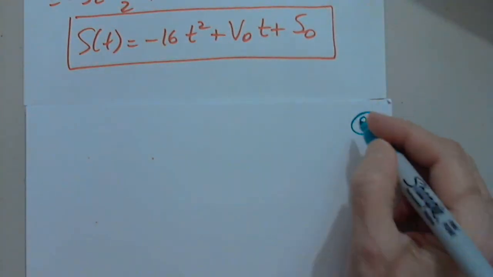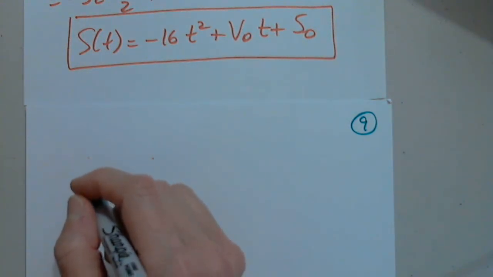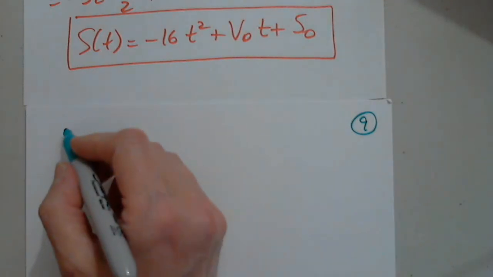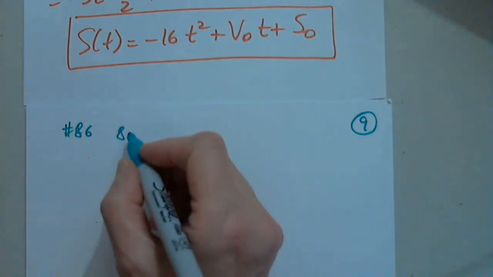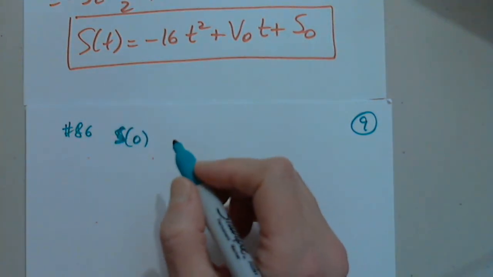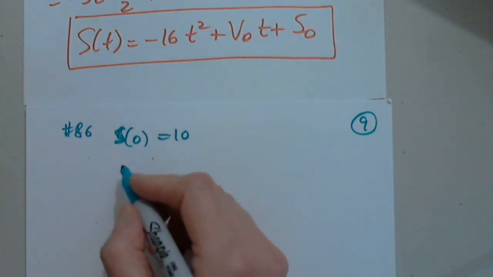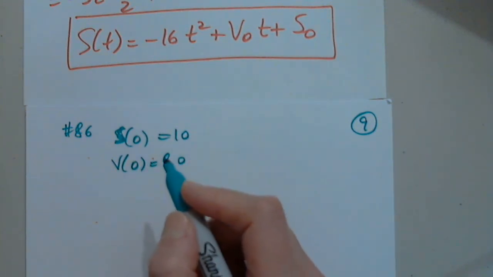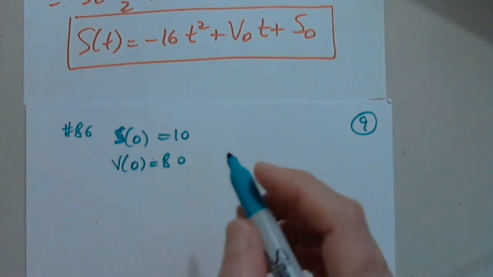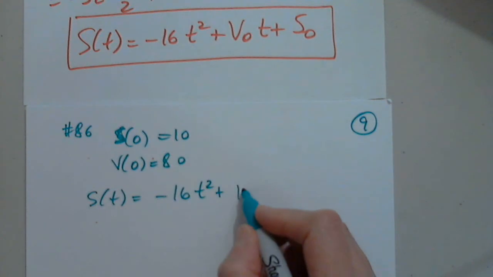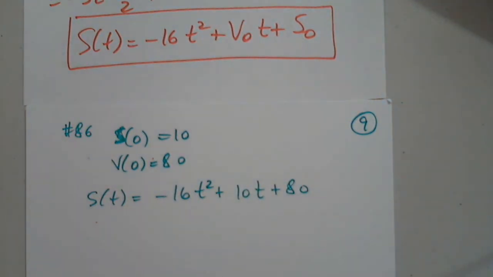So that's 86. Okay. From a height of 10 feet, that is s of 0, so s of 0 is 10, at an initial velocity, or v of 0 equals 80. How long will it take before the ball hits the ground? Okay, so then s of t is negative 16t squared plus 10t plus 80. It's thrown from a height of 10 feet. Yes.